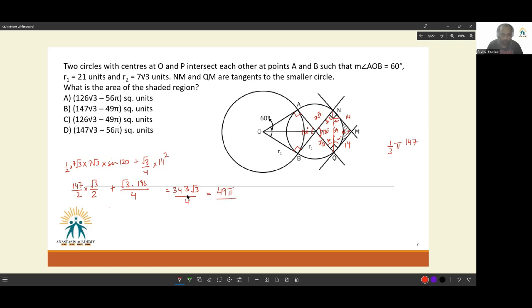I'm getting 49 pi. What is the error that is happening here? There has to be an error. Root 3 by 4 a square, 1 root 3. The error is, of course, this. This is not 14. 1 root 3 will lead me to the side of this equilateral triangle being 21. This will be 21, which will lead me to this being 21 square. 21 square is 441.